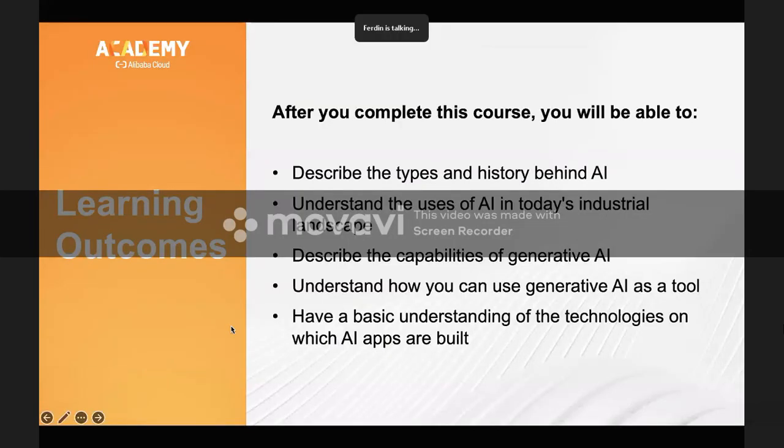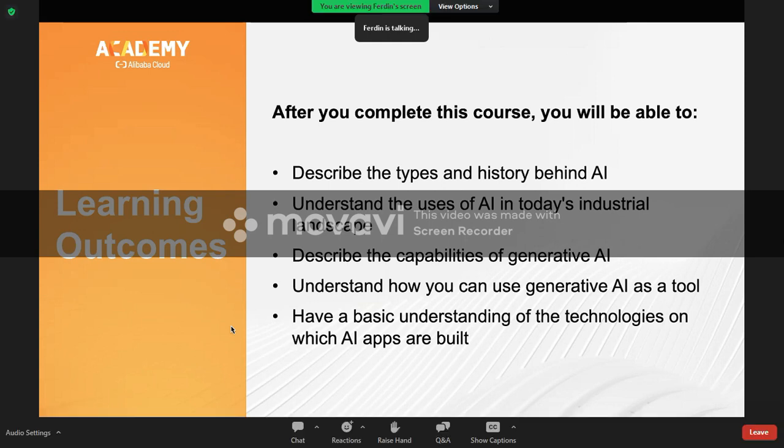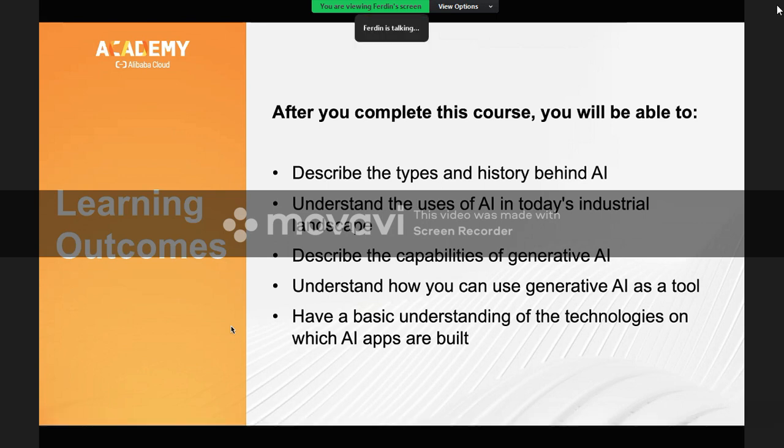By the end of this course, you will be able to know about the types and the history behind artificial intelligence. As we know, generative AI is a subset of AI. Then we understand the uses of artificial intelligence in today's industrial landscape, and the capabilities of generative AI. Then we see how we can use generative AI as a tool. And finally, we see how we can build an AI app using Alibaba Cloud.